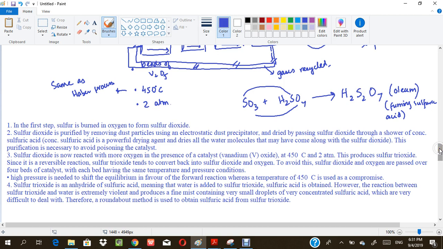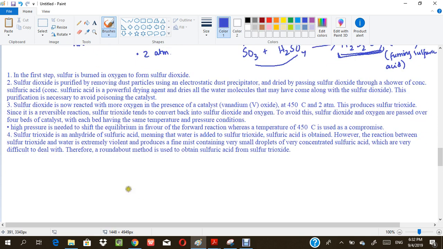So now, once we have obtained oleum, we will add water to oleum, and this gives us normal sulfuric acid. What's the reaction that takes place? Let's see. We have H2S2O7 plus H2O, and this gives us two molecules of H2SO4. Right. So let's write this down as well.